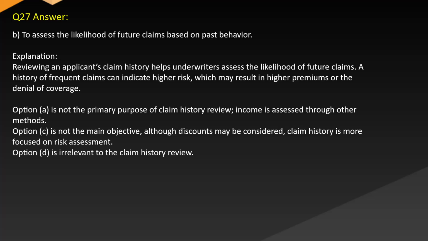Option A is not the primary purpose of claim history review. Income is assessed through other methods. Option C is not the main objective. Although discounts may be considered, claim history is more focused on risk assessment. Option D is irrelevant to the claim history review.